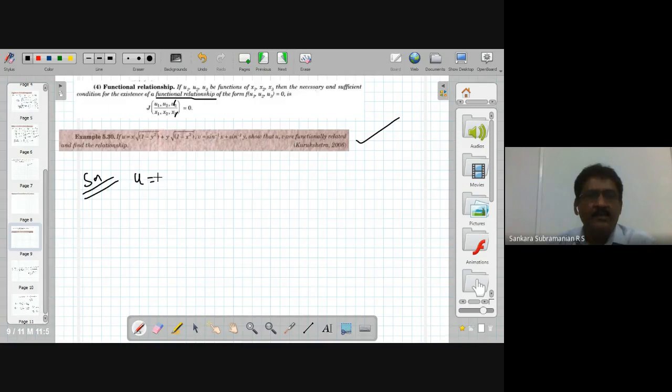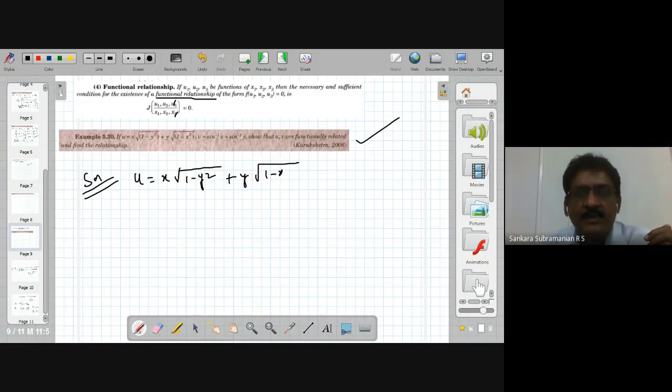So given U equal to x into square root of 1 minus y square, plus y into square root of 1 minus x square, and V is given as sine inverse of x plus sine inverse of y.